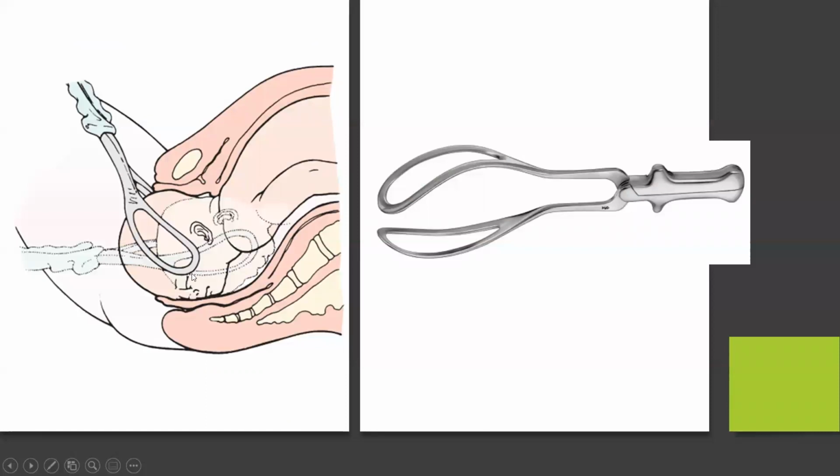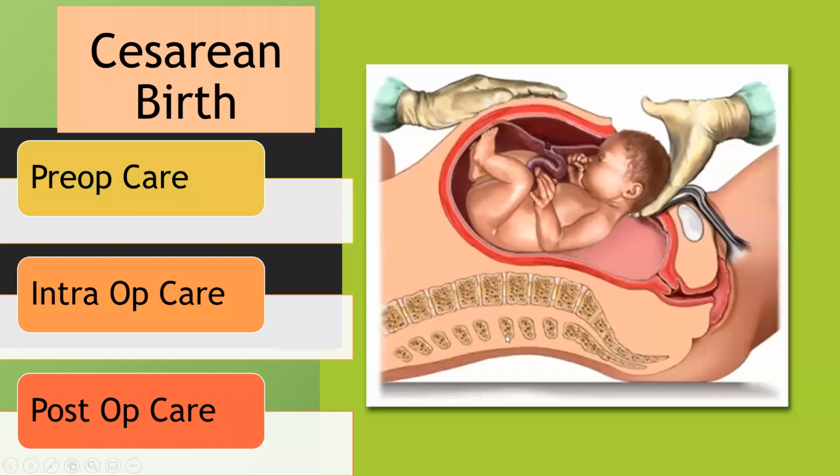These are forceps. They're not used nearly as much as they used to be. And this is an instrument, same idea as the vacuum, except they're a little more invasive. And these actually lock together. They attach around the baby's head, and they're used to pull as the mom is pushing.